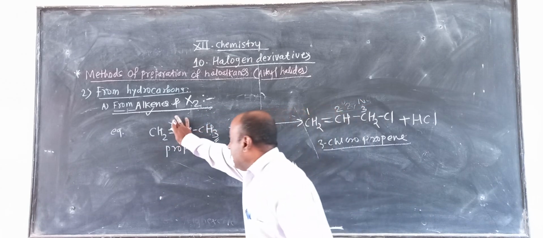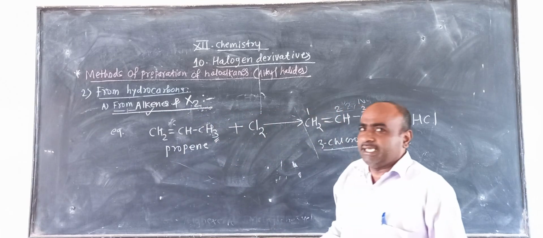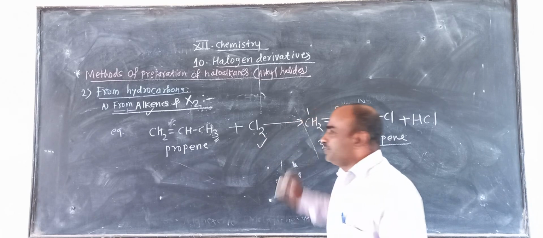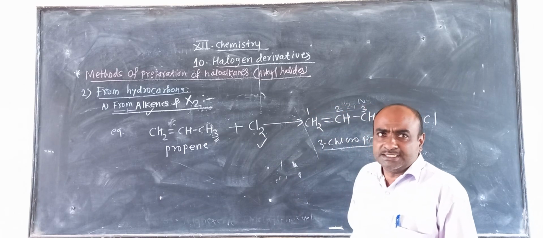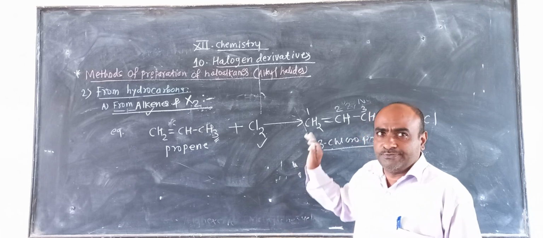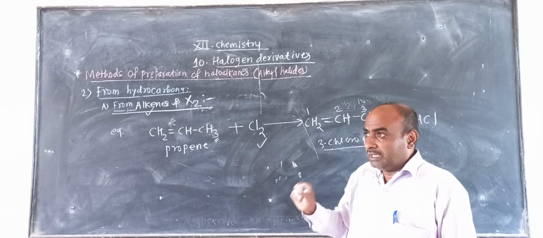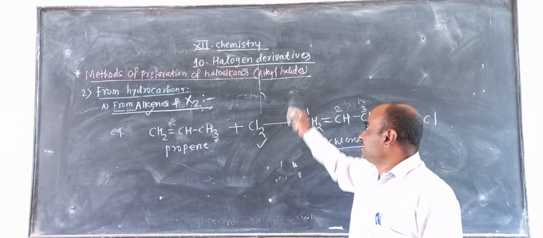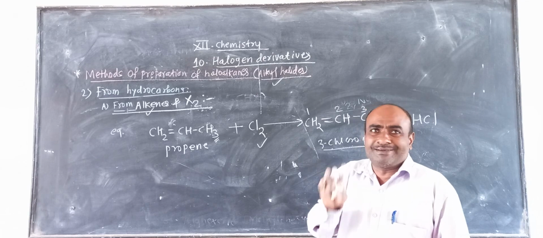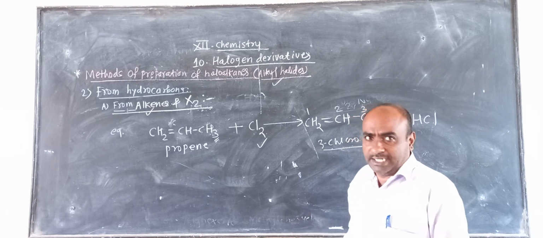That is, the reaction of the alkene with the halogen is not an addition type of reaction, but it is a substitution type of reaction. Now tomorrow we will discuss some other reactions for the preparation of alkyl halides, using the Finkelstein reaction and Swarts reaction. Today we stop here. Okay.